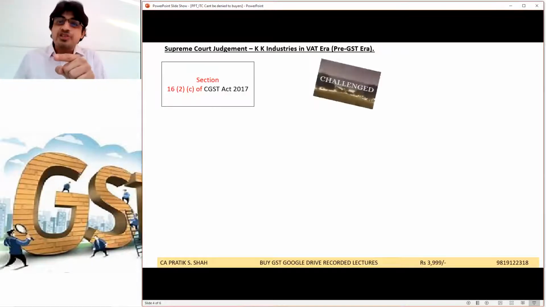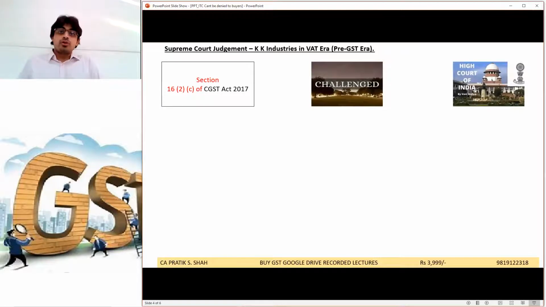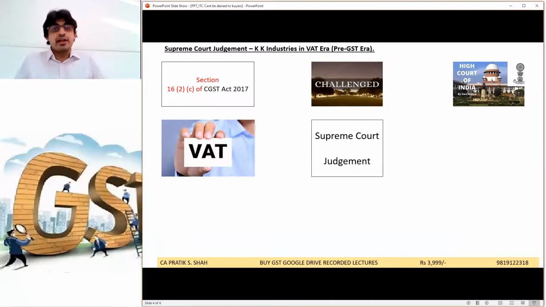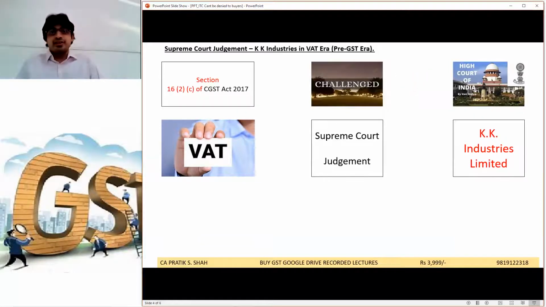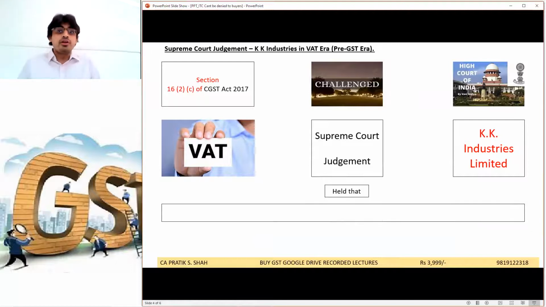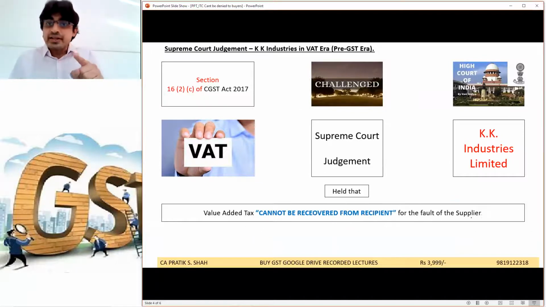Now, let me explain to you section 16.2c. This is already being challenged in many high courts. Many people have opposed this section. And in the VAT era, in pre-GST era, there was one Supreme Court judgment. You should read this: KK Industries Limited. You know what was held in that judgment? That value added tax cannot be recovered from the recipient for the fault of the supplier.